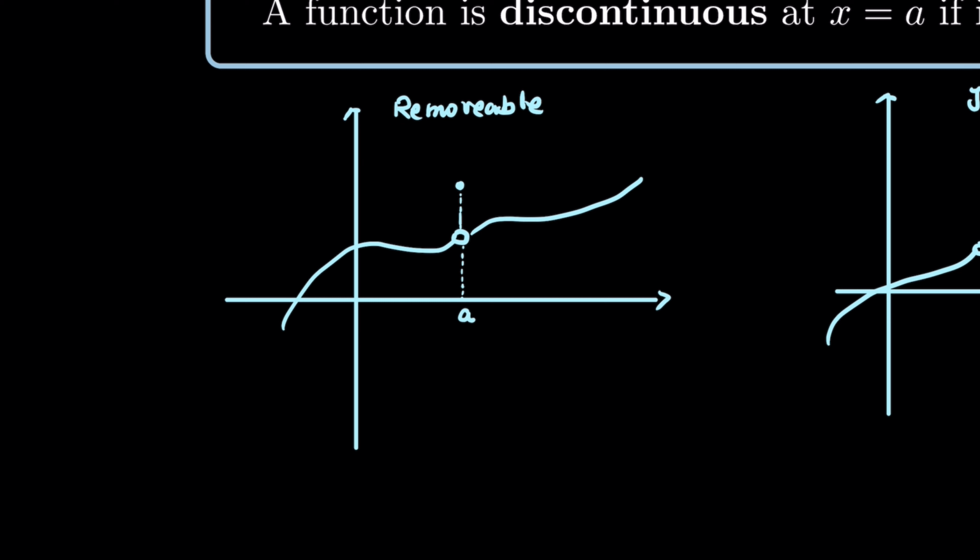So algebraically, this is what we have. That is, if we're not given a graph and you only have the expression of the function, you can compute the limit, check if the limit exists, and check if it equals the function value itself. If they don't equal each other, then you have a removable discontinuity.